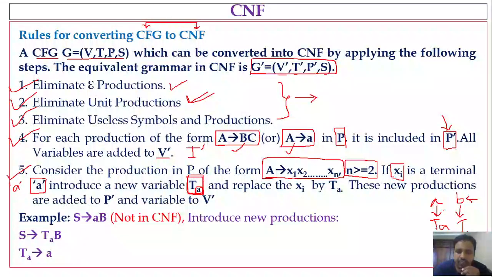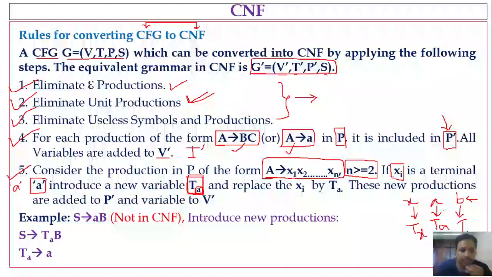Because that production was not in the CNF, right? So if we are having a terminal symbol like something like x, small x, then in that situation you can replace the terminal symbol x with a variable t base x. So this is how we can use the subscripts, right? So TX, TA, TB, these are the subscripts that we use for replacing a terminal symbol if we are having more than one terminal symbol in the body of the production, right?